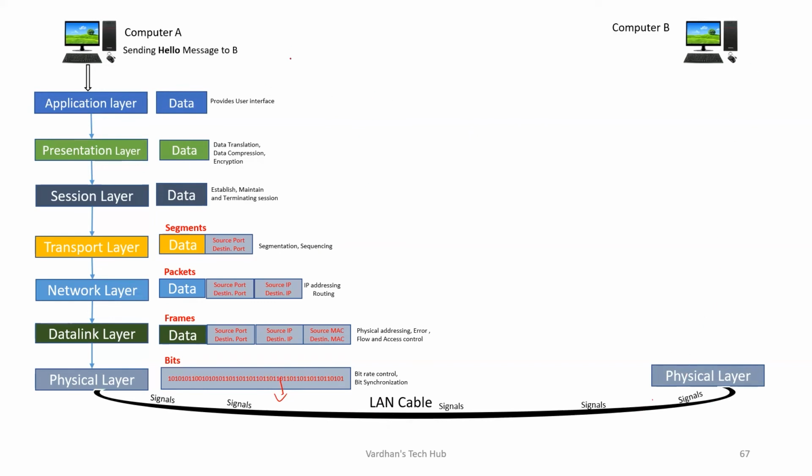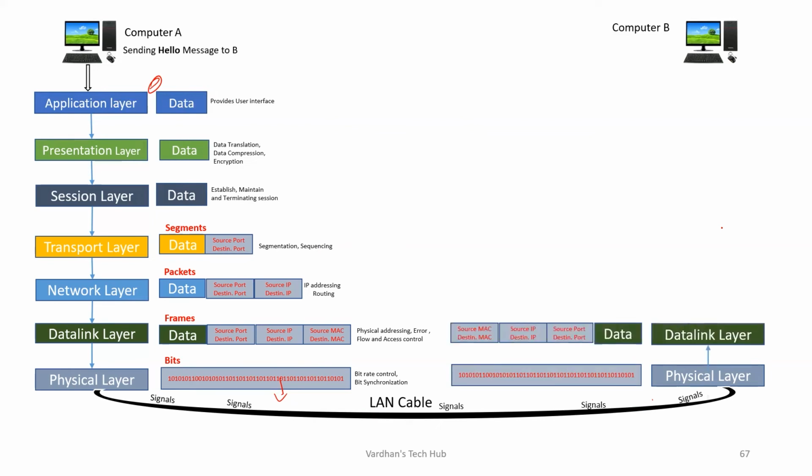So if you are sending a message, your task starts from the application layer. When you are receiving the message, it starts from the physical layer. In the physical layer, the signals will be converted into bits. Next is the data link layer, where the source MAC, destination MAC, everything will be there. And when it goes through the upper layers, it will be removed, as you can see here.